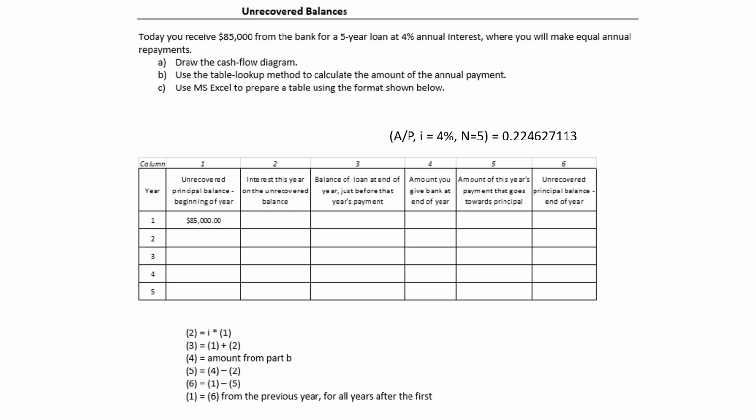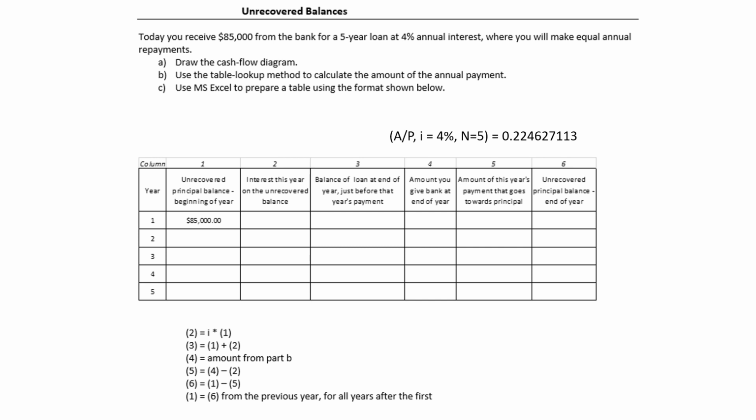So I give you the formulas that you should use, and look, on this handout, I've labeled the columns column 1, column 2, column 3, and so on. So these formulas at the bottom are saying you find column 2 by multiplying the interest rate by the value in column 1.